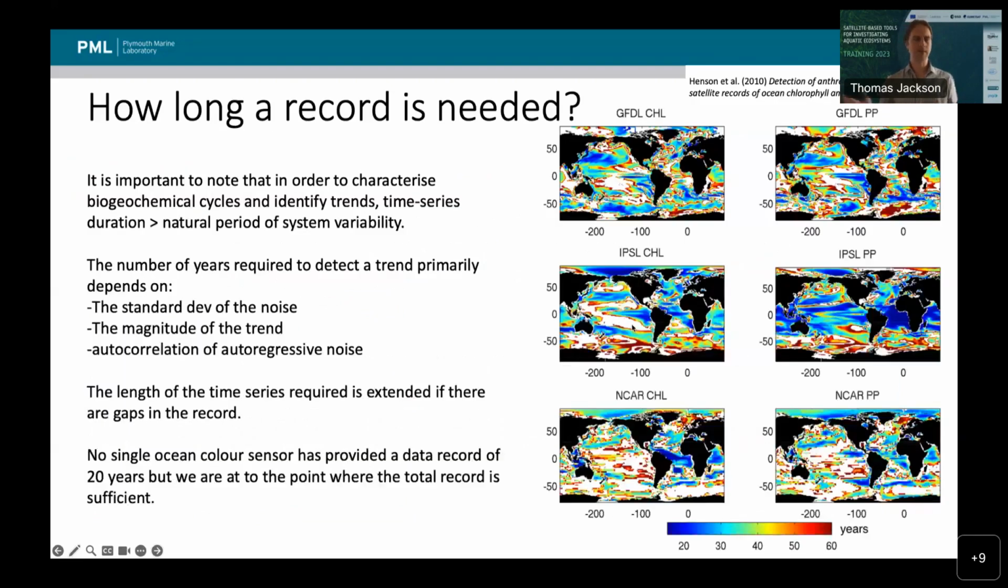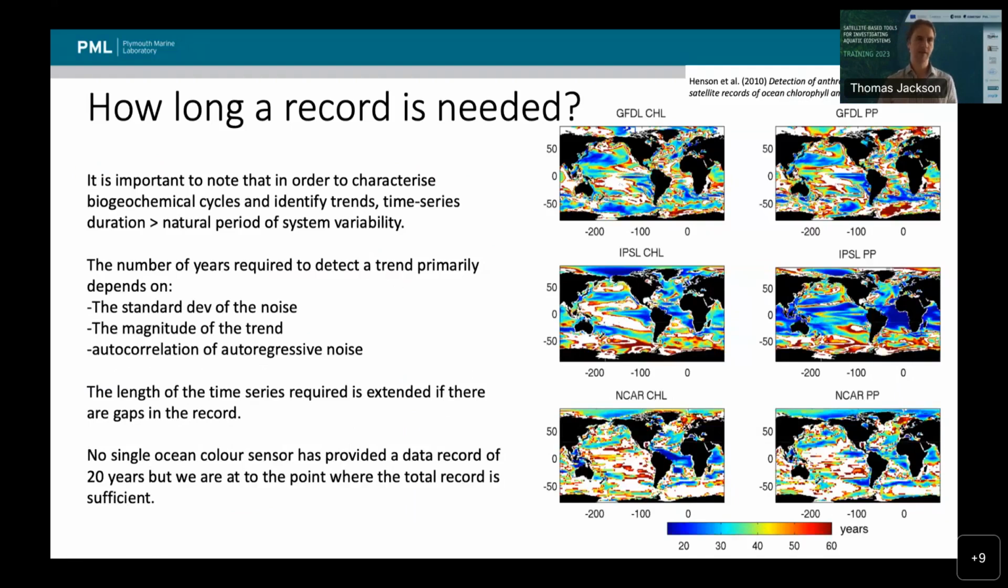So we have this record of data that we've processed, but how long a record do we need? How big does the time series have to be for us to detect climate change? There was some nice work done by Stephanie Henson and others, and they used a model or a series of models to try and determine the timescale you would need to have constant observations in order to detect a climate change signal.